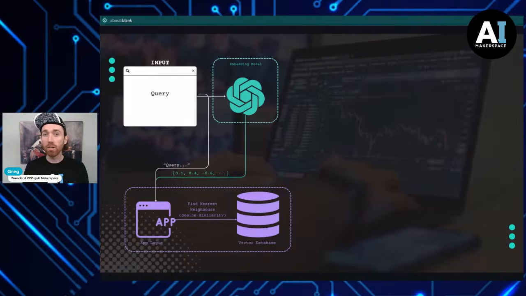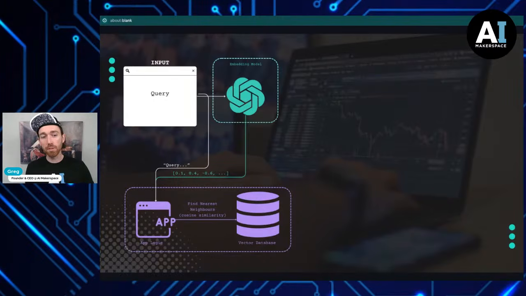Embedding model is all about taking the text, turning it into numbers, a vector. Then what we do is we look within our vector database, which is all of our documents turned into numbers, and we look for similar stuff to our query. Cosine similarity is the calculation that's done here.